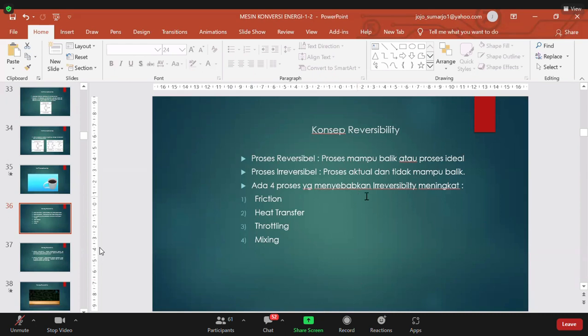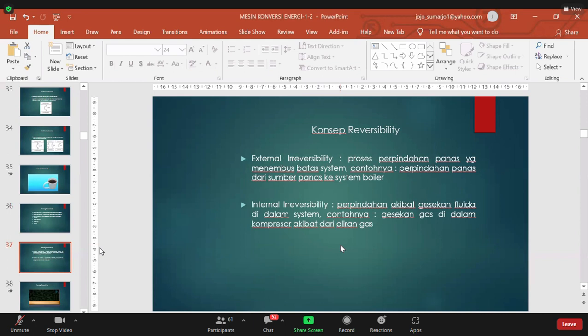Ada 4 proses yang menyebabkan irreversibility, artinya ketidakreversibelan. Pertama, karena adanya friksi. Udah friksi, udah pasti ada kehilangan energi. Kemudian heat transfer, nah itu udah jelas irreversible. Tidak bisa dibalikin. Kemudian adanya throttling, pengecilan, penyumbatan, kemudian adanya mixing, pencampuran.